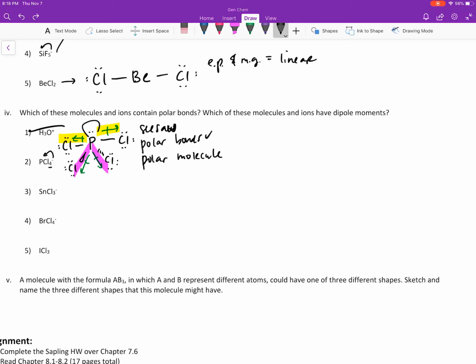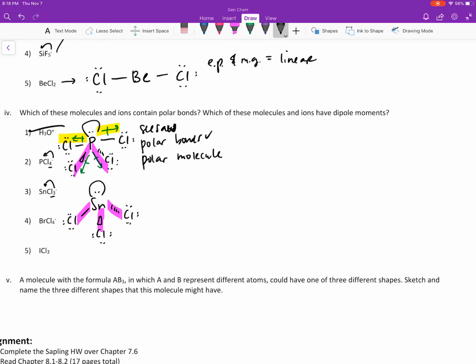Alright, next one is tin chloride. Negative charge is going to be on the tin. Tin wants 4 electrons. It's going to have 5 because 3 of them are bonds, which means 1 is going to be a lone pair. So it's going to look like this. Now in this case, all of the arrows are going to point down.